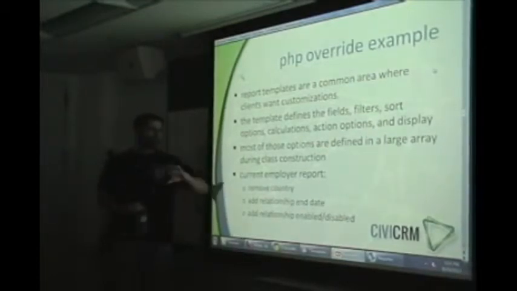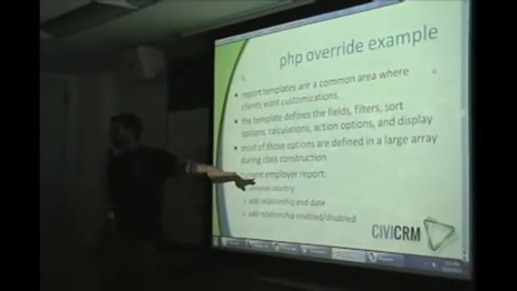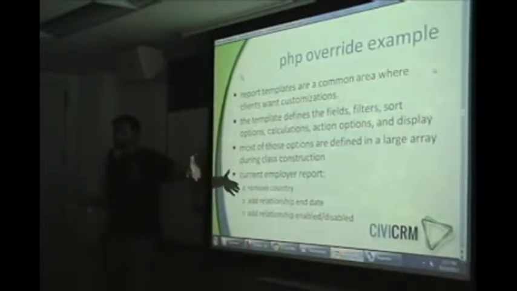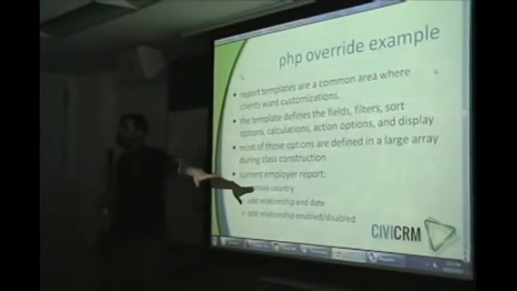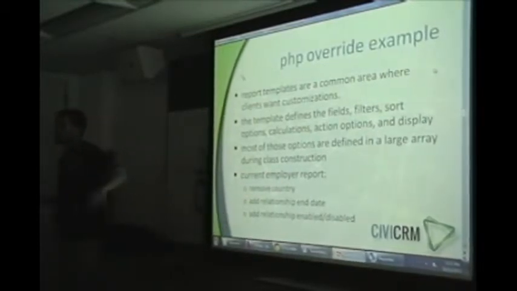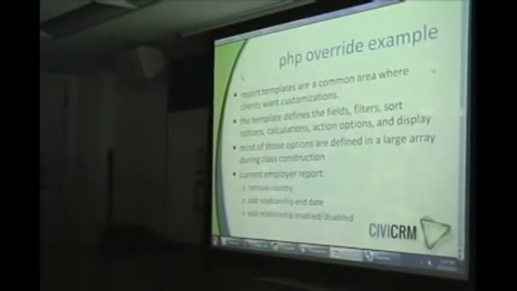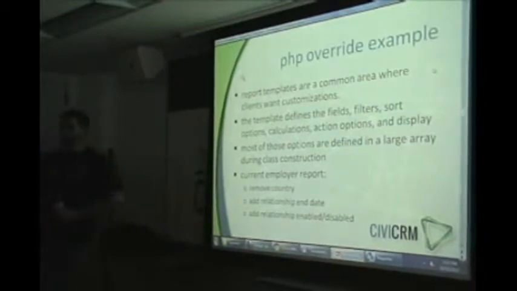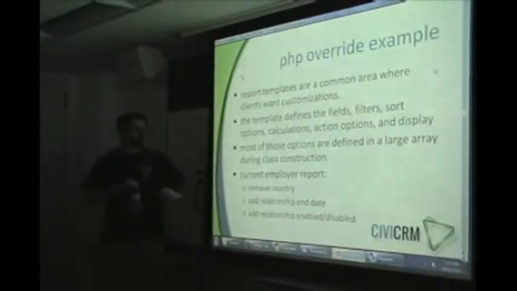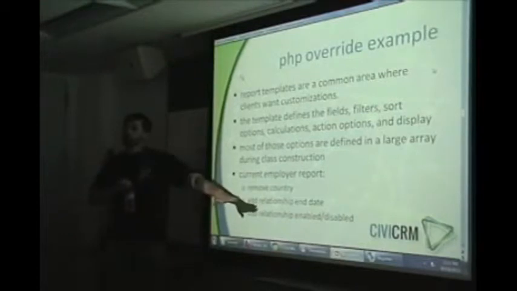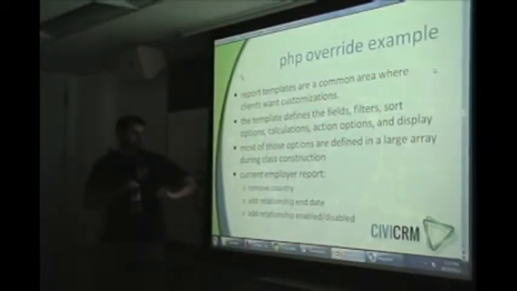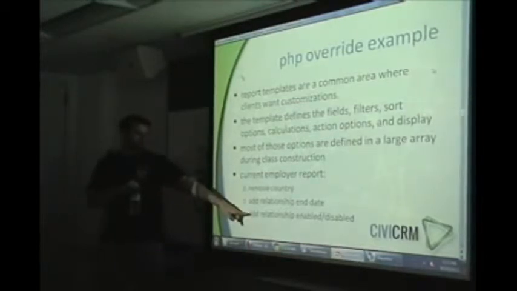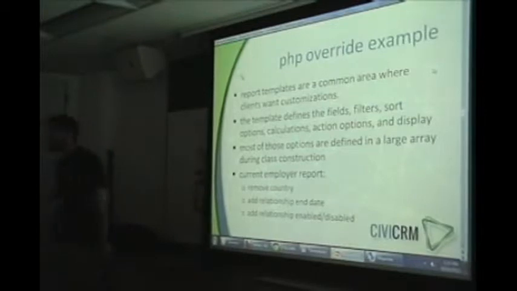And the employer is a relationship type, employer-employee relationship. And this report by default only gives the start date for relationships. Now, relationships don't have to have a start and end date. That's optional, but they can. And so by default, it only has a start. They want the end date as well. Okay? And actually, I don't think I did this. Add relationship enabled, disabled. Yeah, so we'll skip that. I only did the top two.